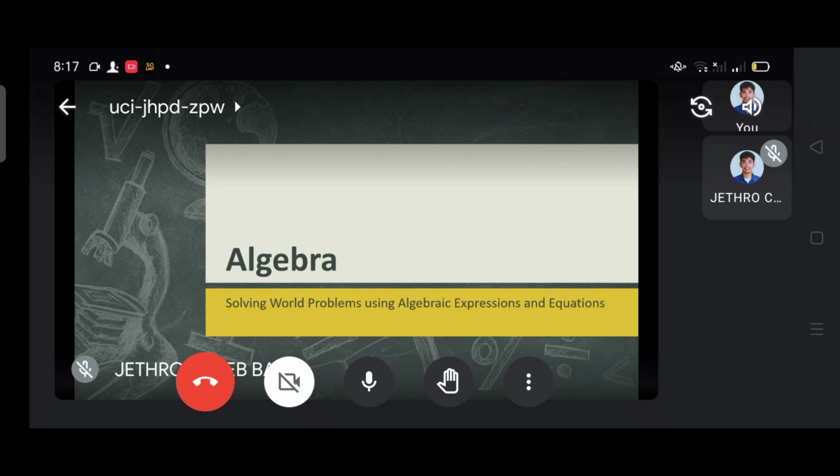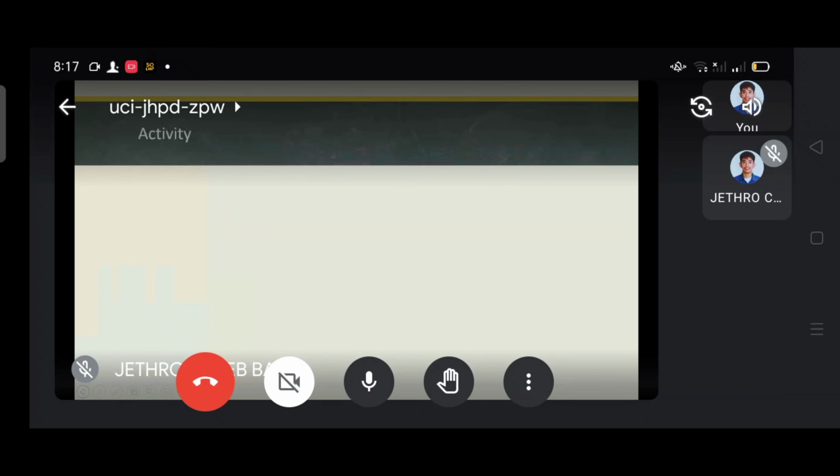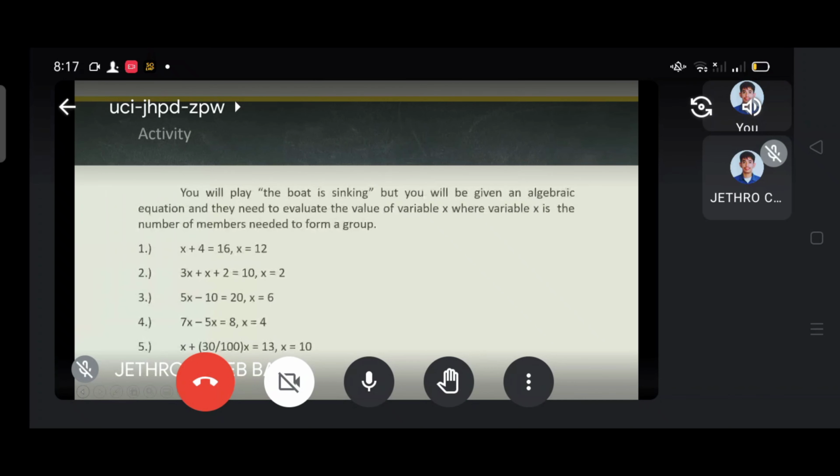Okay? Now, for our activity, we will play the boat is sinking, but you will be given an algebraic equation and you need to evaluate the value of variable x, where variable x is the number of members needed to form a group. So, since we are in online learning, hindi na natin ito magagawa. So, we will proceed na to our main lesson.